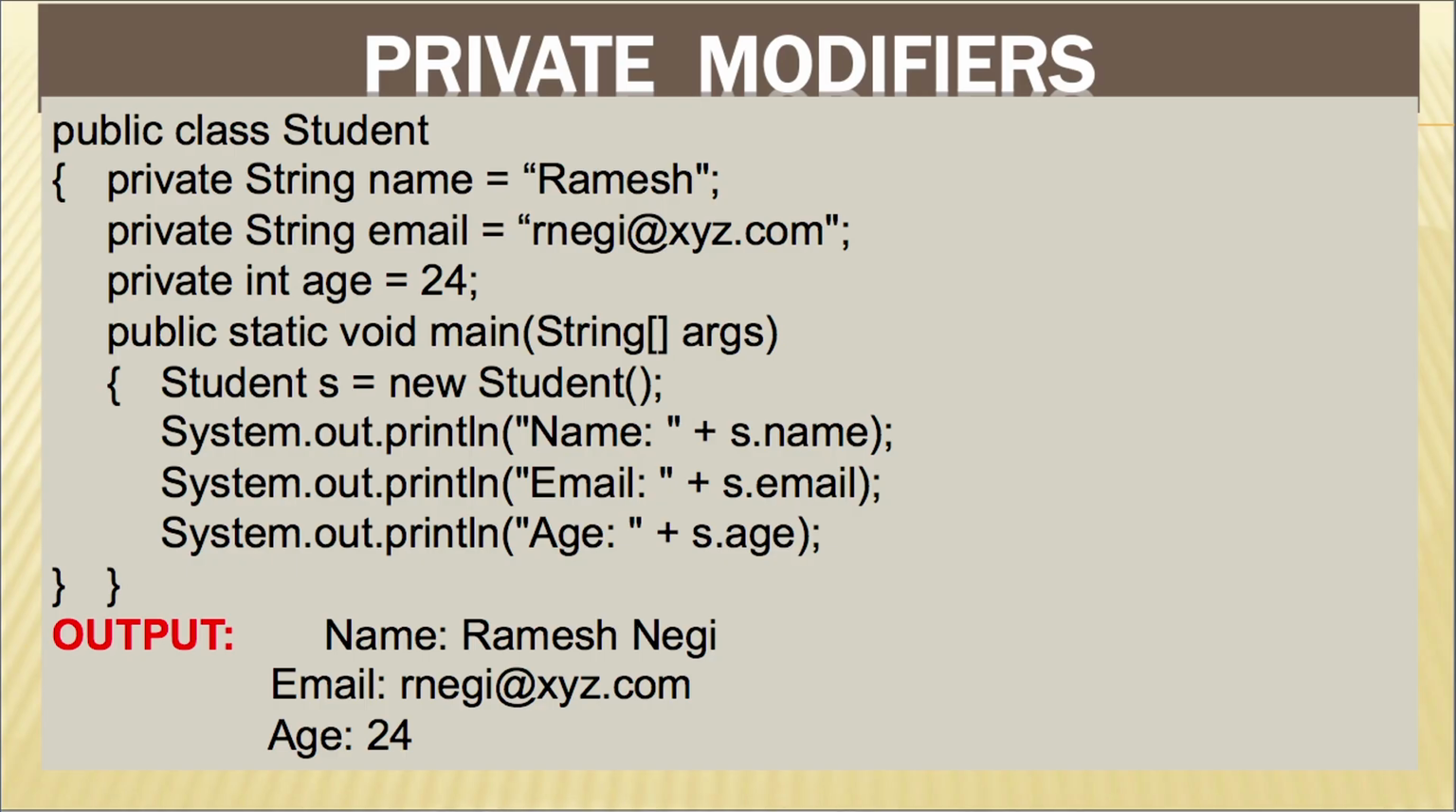Now see the output. We have three outputs by three System.out.println statements. By the first statement we are displaying Ramesh Negi, in the second one we are displaying the email, and in the third one we are displaying the age, that is 24. So this is the program of the private modifier.